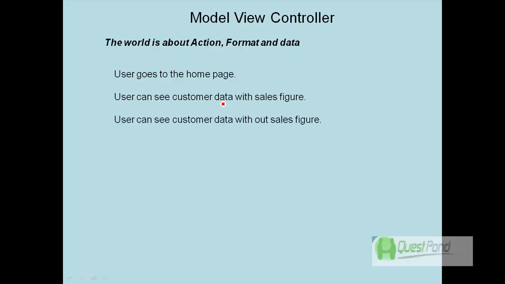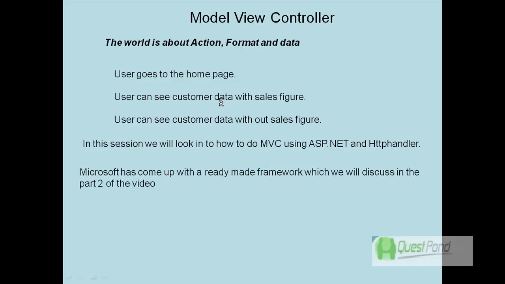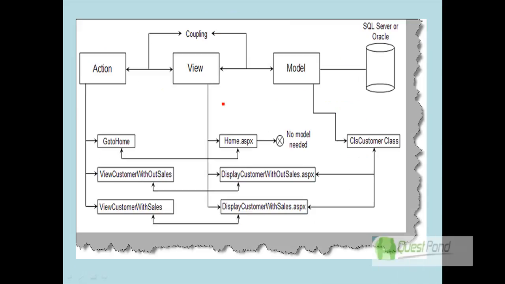So basically we have three actions. The first action, he goes to a home page. The second action, he wants to see the customer data with sales figure. And the third action is where he wants to see the customer data but without the sales figure. We will see how we can implement this simple requirement using ASP.NET and HTTP handlers. As we said, projects are about action, view and data.